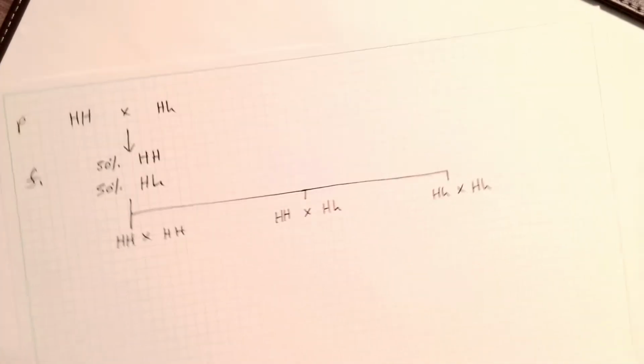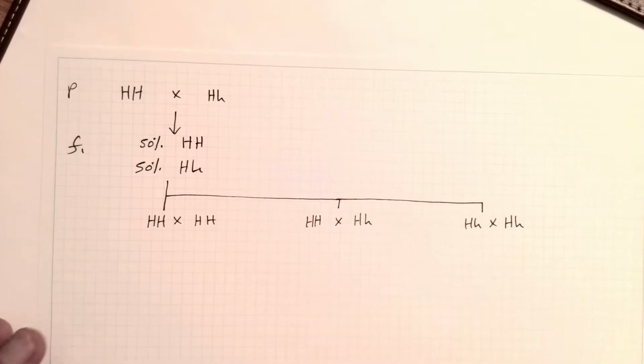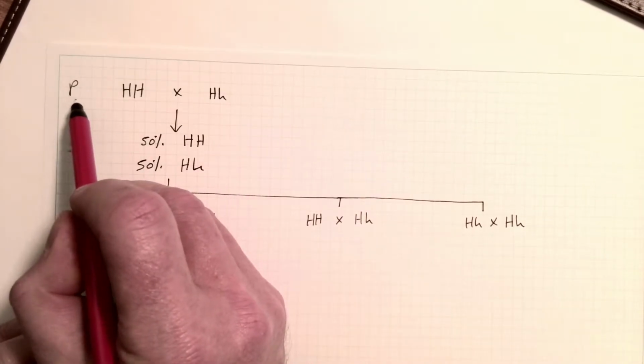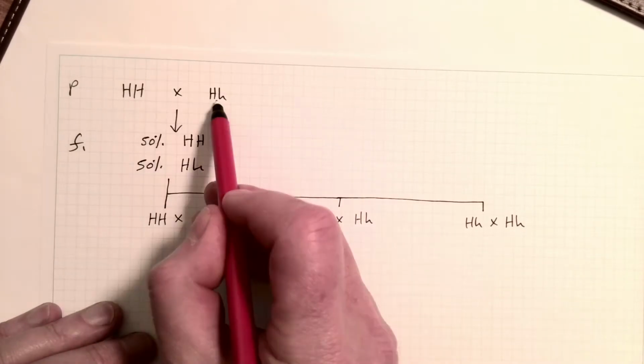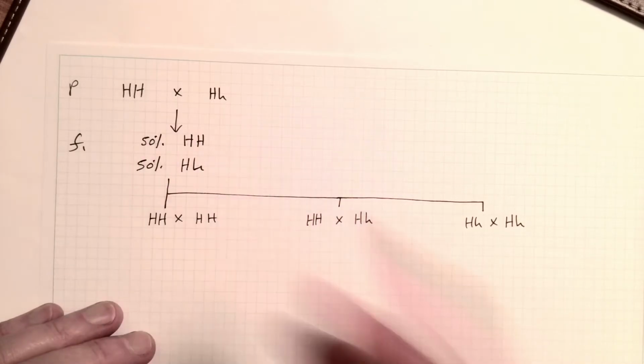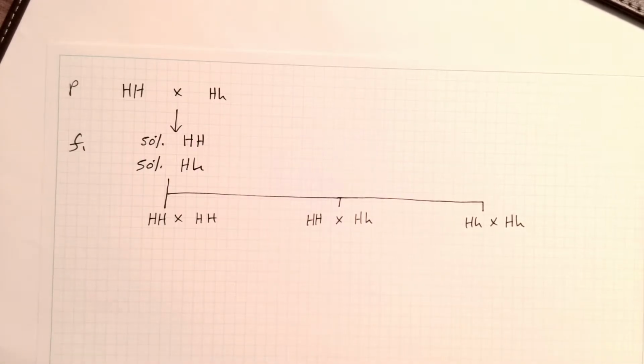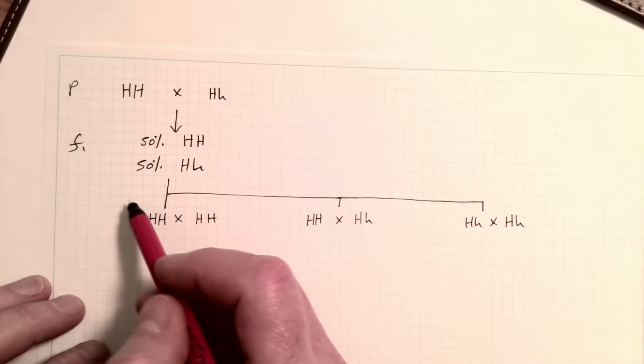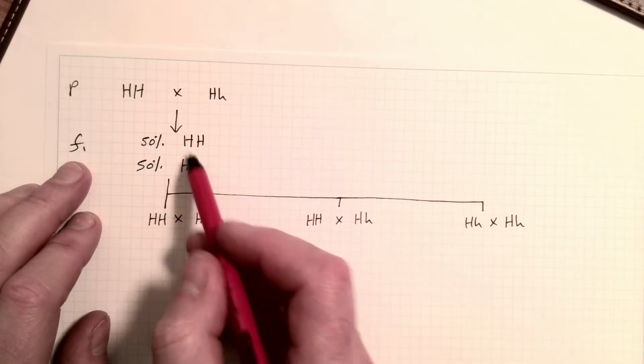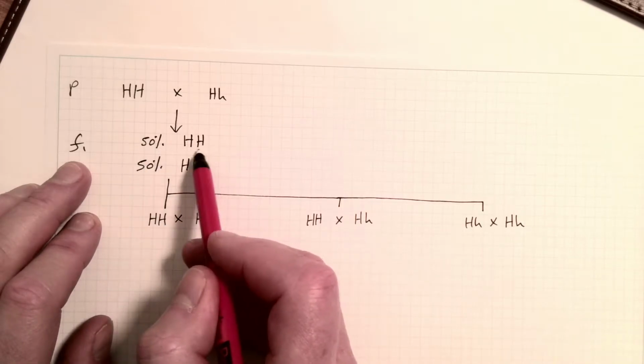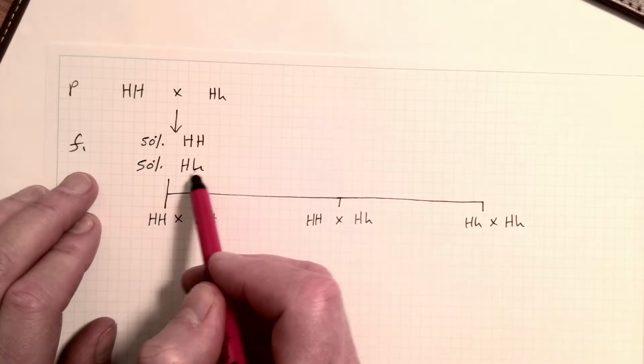So I've laid out the problem here. This is our parental generation, our parental cross, remember? These are the two individuals we started with. Now what we're trying to do is breed some spotty rodents. Okay, so this was our first cross. The F1 generation gave us 50% big H and 50% big H little h.